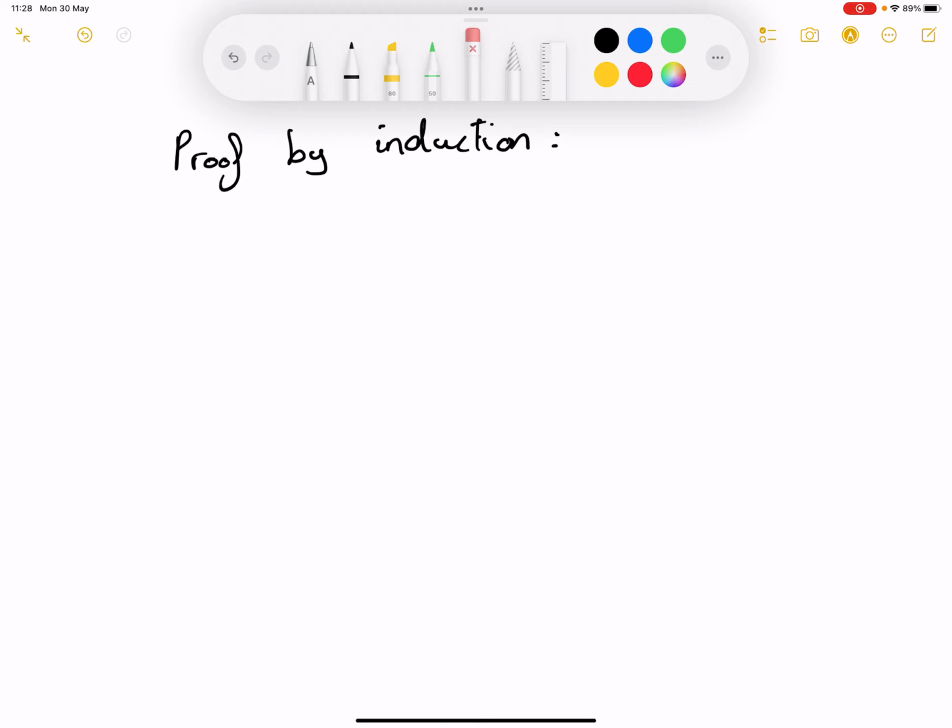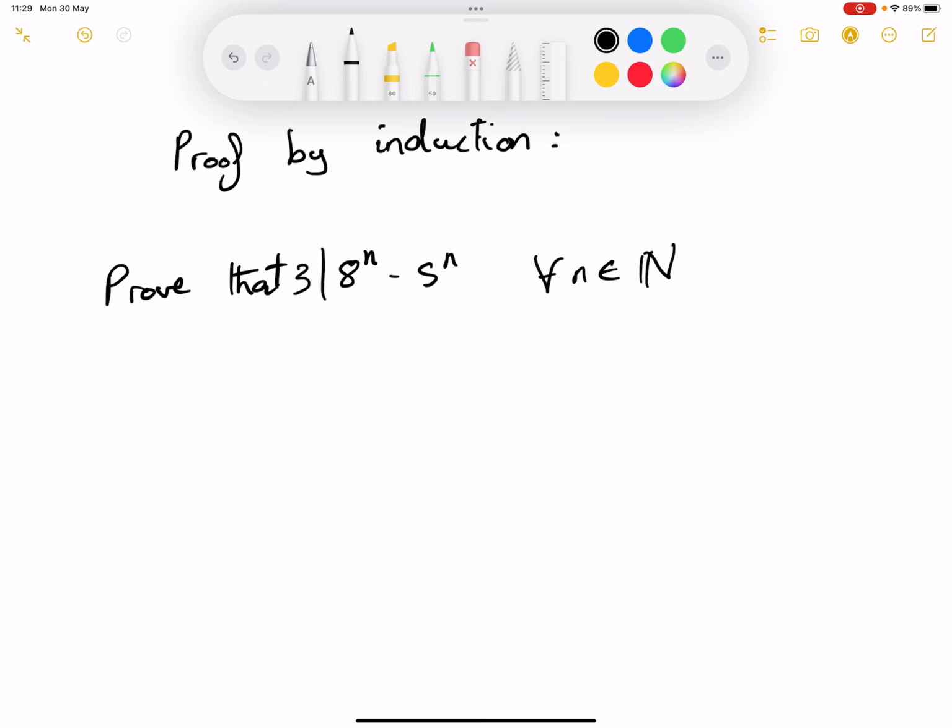So the question is, prove that 8 to the n minus 5 to the n is divisible by 3, or rather 3 divides 8 to the n minus 5 to the n for all n belonging to the natural numbers. I think I read that right, yeah.